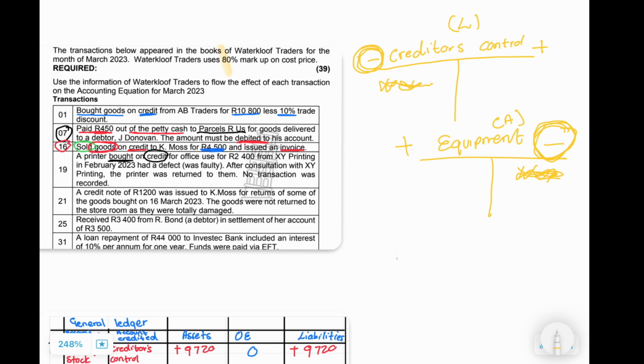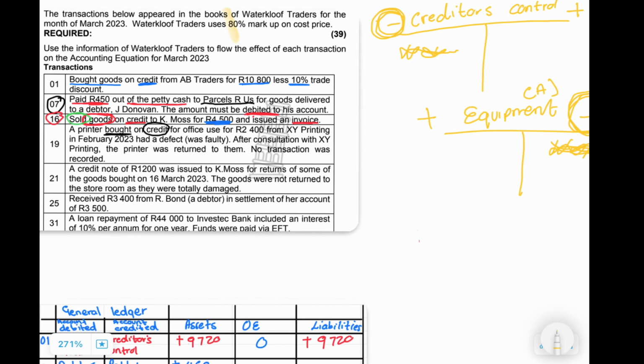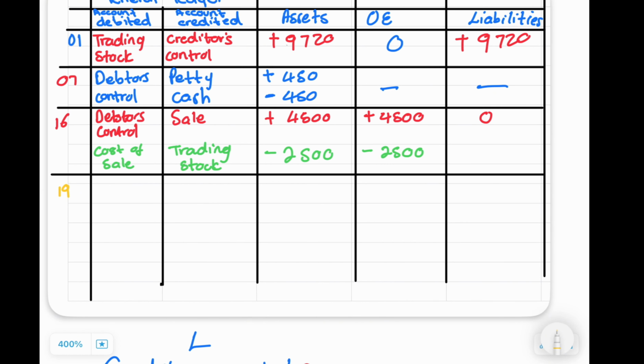So we go into the general ledger to show which account was debited and which one was credited. On the 19th, the account to be debited is creditors control, because we have to minus the amount that we had said we owe to XY Printing. The account to be credited is equipment, because the value of the equipment that we have in the business is decreasing. We are actually showing that our equipment is decreasing.